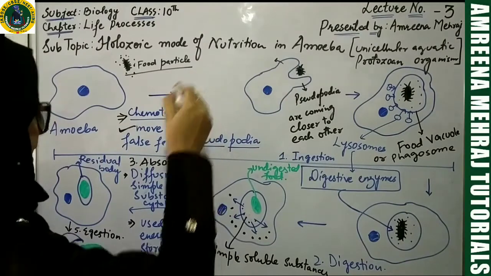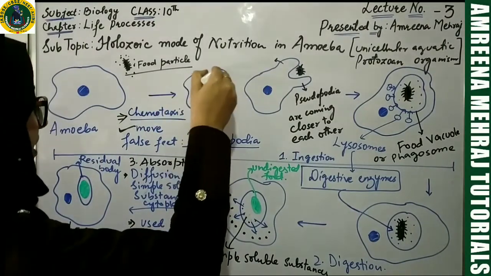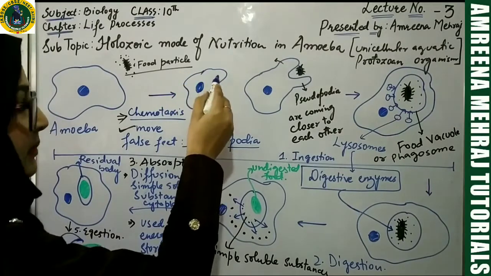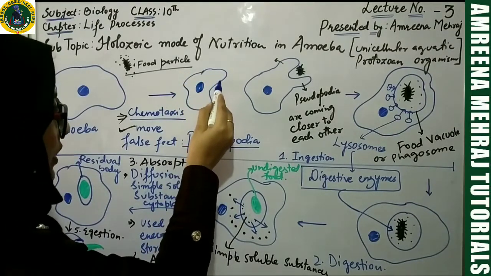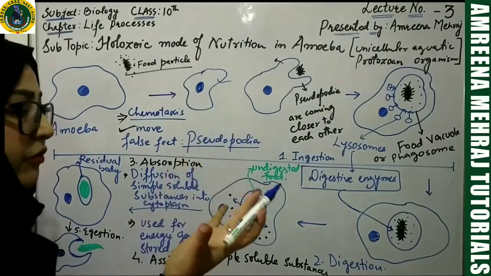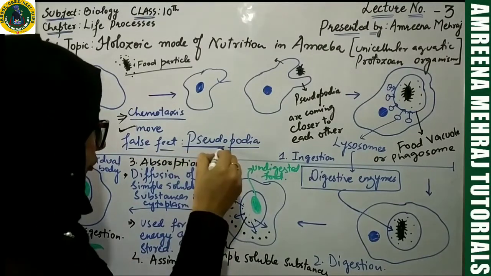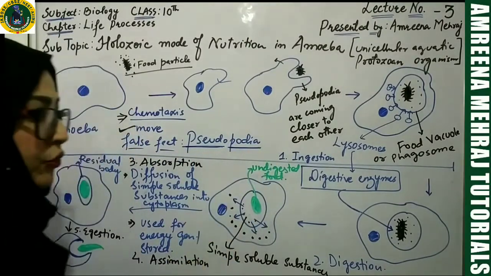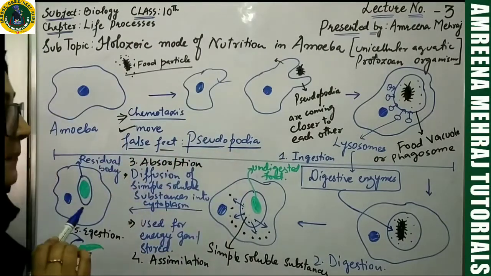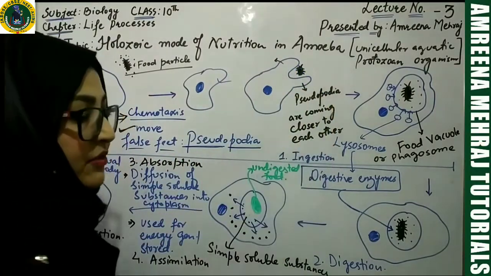Let me show you with the help of the blue pen. So, this is the plasma membrane of amoeba. It's very flexible, so it can bend and it can produce this foot-like structure, which is not the real foot, it's a false foot. So that's why we use the term pseudo for false and podia for foot. So we use the word pseudopodia. So over here amoeba has produced the pseudopodia by which it's trying to trap the food particle.